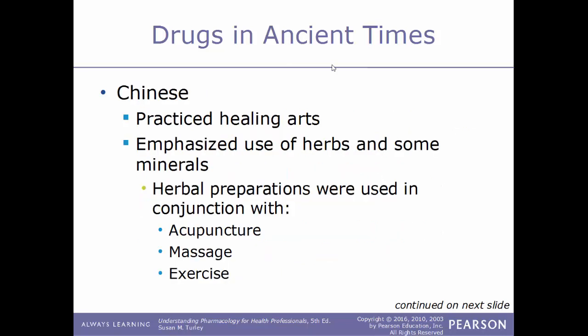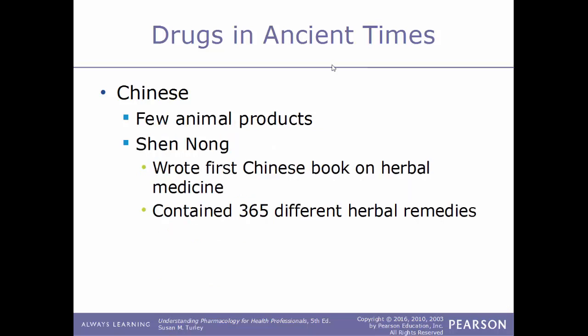The Chinese practiced healing arts, and they emphasized the use of herbs and also some minerals. And these herbal preparations were used in conjunction with massage and exercise and acupuncture. Again, the ancient Chinese used few animal products. They focused more on herbs more than anything else. And probably the most well-known pioneer of herbal medicine in ancient Chinese culture was Shen Nong, and he wrote the very first book on herbal medicine. And this book contained 365 different herbal remedies.